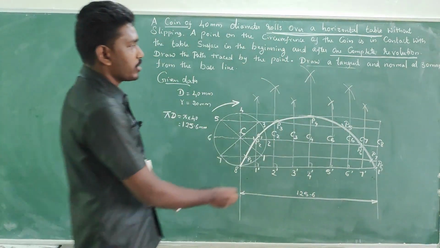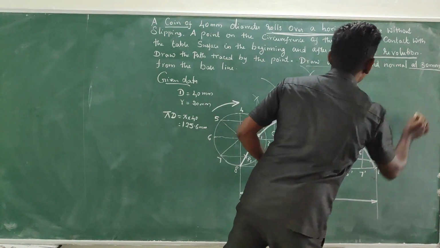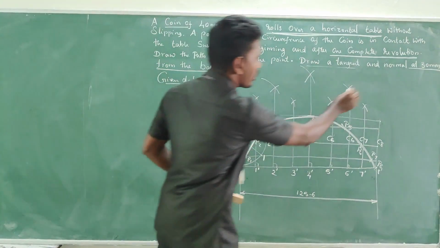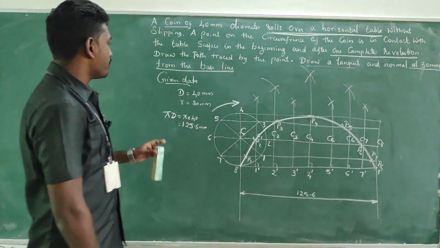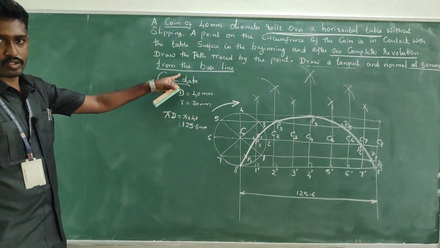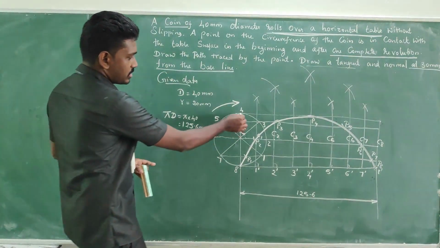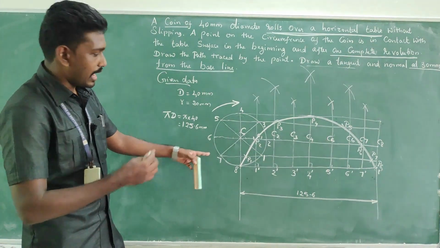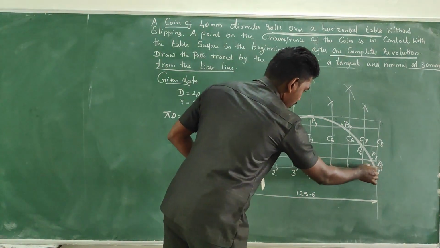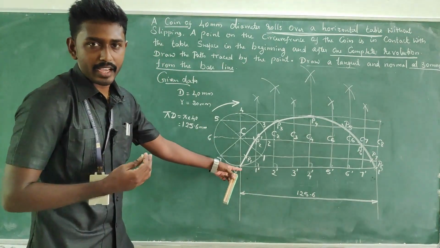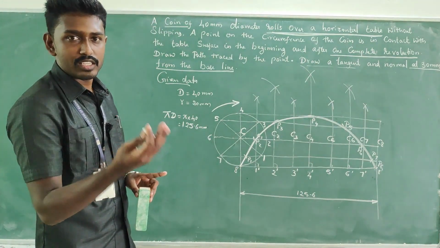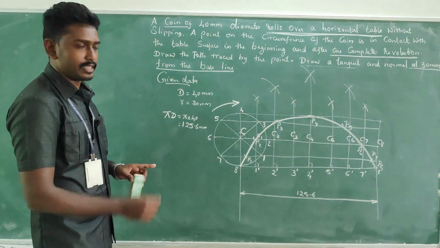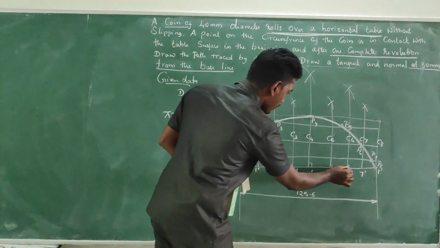And the next thing, the path traced by the point, is almost completed, and one more question is there. Draw tangent and normal at 30 mm from the baseline. See, this is the rolling circle, or else we can say a generating circle. And when you come to the straight line, we may call it a baseline, or else we may call it a directing line. Am I right? Baseline or directing line. So this straight line is the baseline.